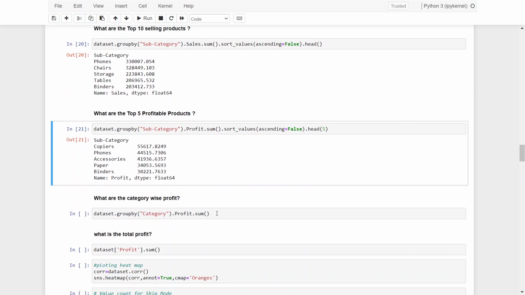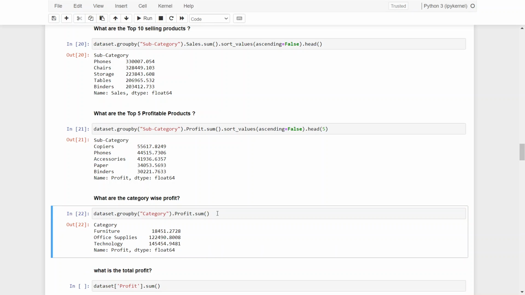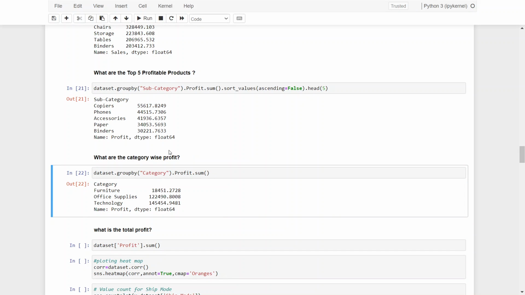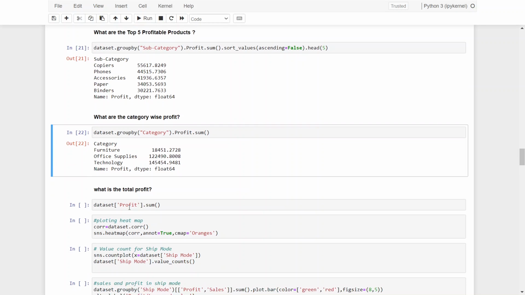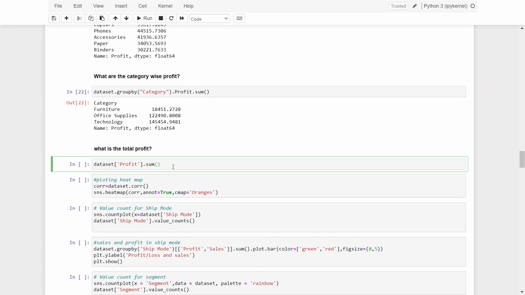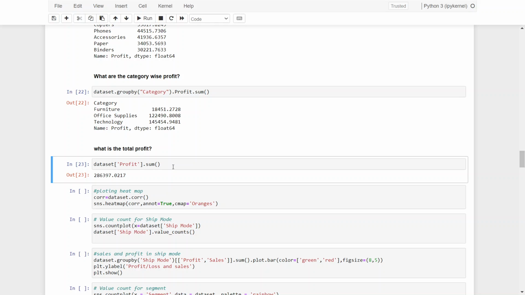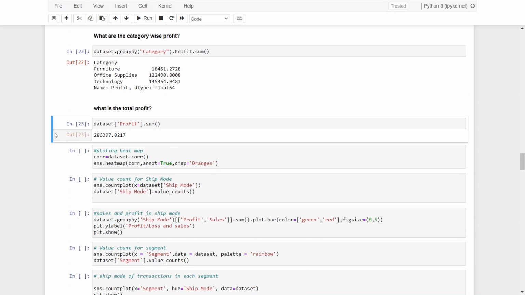Let's find the category-wise profits. Under the category-wise profits, you can see the categories furniture, office supplies, technology, etc. And what is the total profit of the data set? Just click on it. Yes, you can see this much total profit is generated.